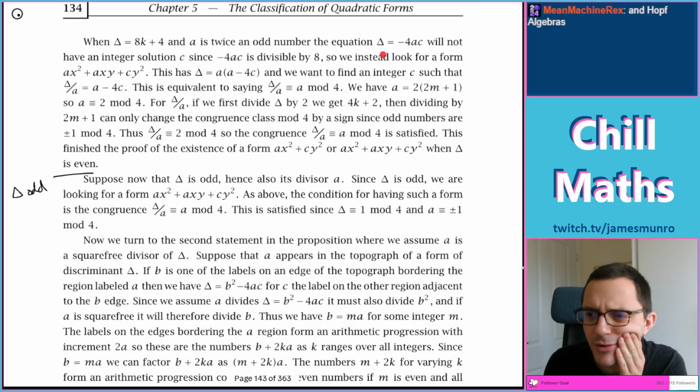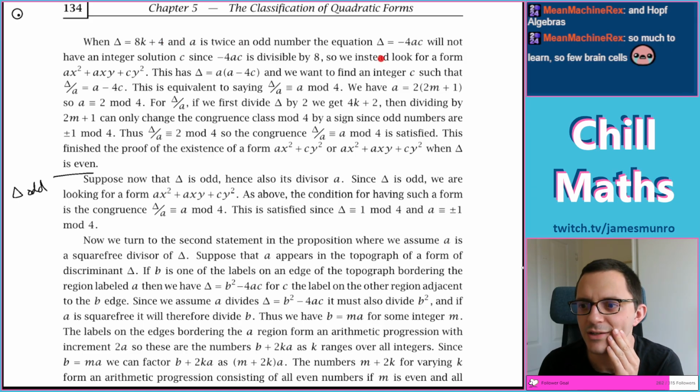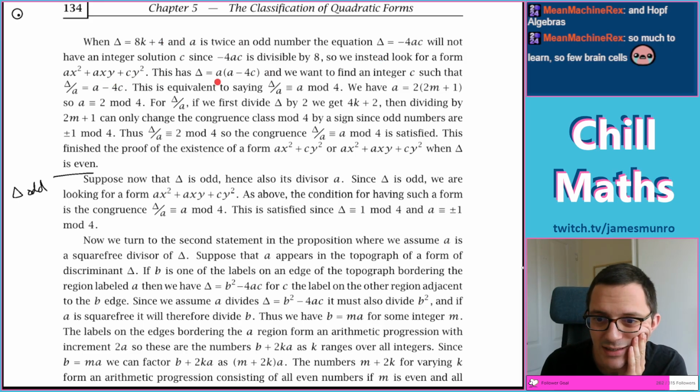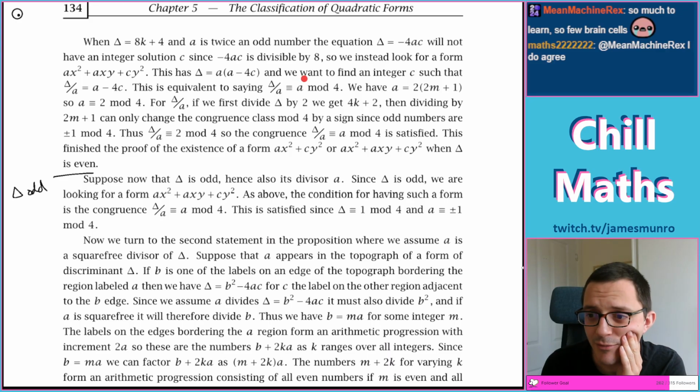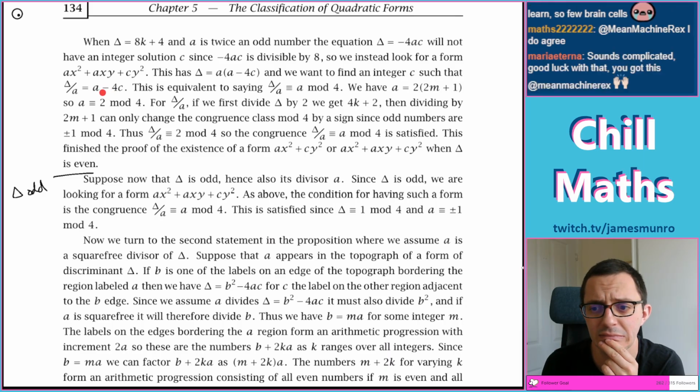A is twice an odd number. The equation like this will not have an integer solution C, since this thing is divisible by 8. It's twice an odd number. Yeah, okay. This is divisible by 8, but delta might not be. So we instead look for a form like this. This has discriminant A squared minus 4AC, so A minus 4C. And we're going to find an integer C such that you can divide by delta and be okay. Ooh. This is equivalent to saying that delta over A is A mod 4.